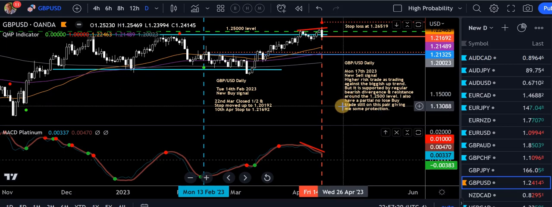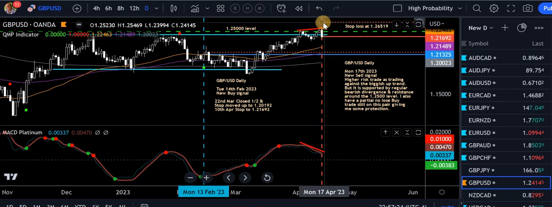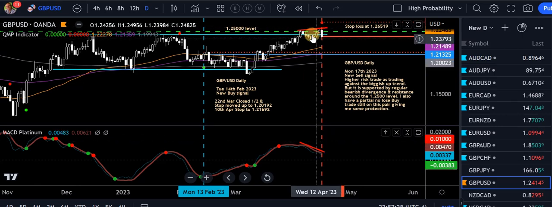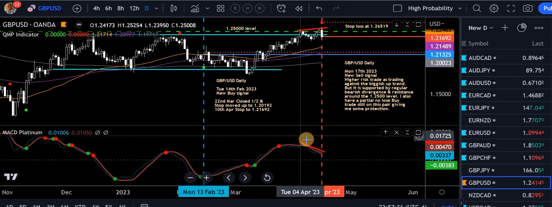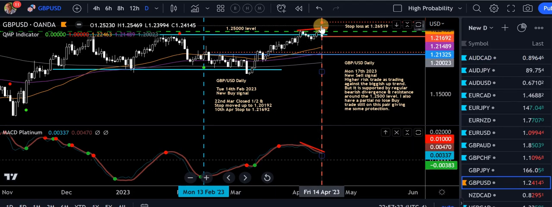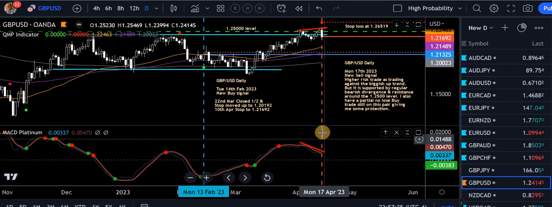TradingView is just a little bit better, gives you more of a heads up. So I know exactly what's happening on Monday. So we've got this new red dot, new QMP filtered dot. MACD Platinum's above the 0 level. There's a little bit of regular bearish divergence there. See higher highs on price, lower highs in the MACD Platinum.